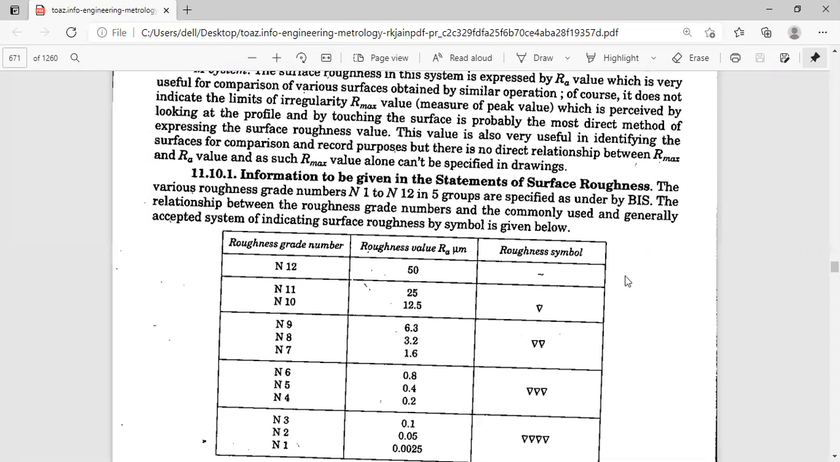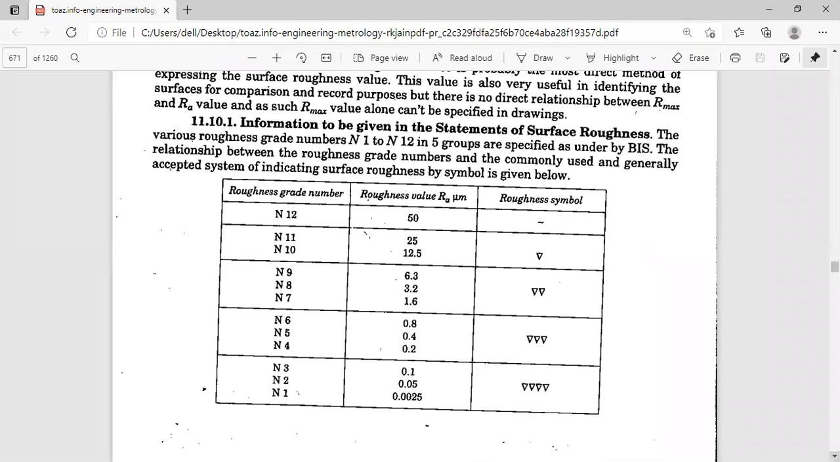So just try to ask us or put in the chart. N6, N5, and N4, we have 0.8, 0.4, 0.2. It is easy to remember. Already I have given you a hint how to remember. It is the three inverted triangles. N6 is 0.8, N5 is 0.4.